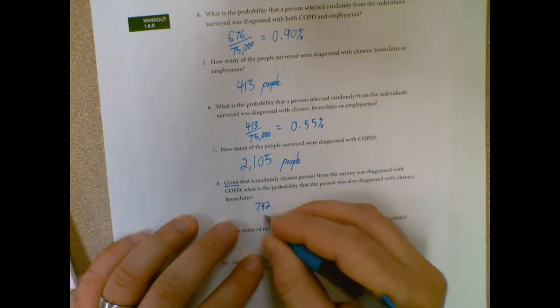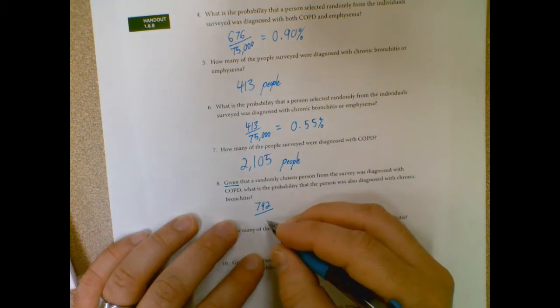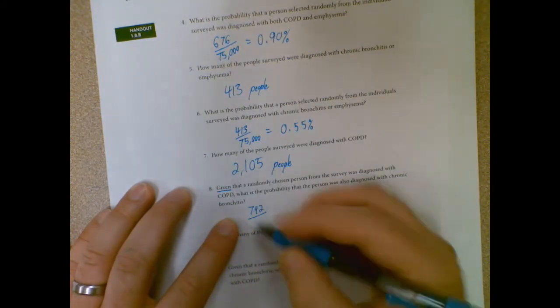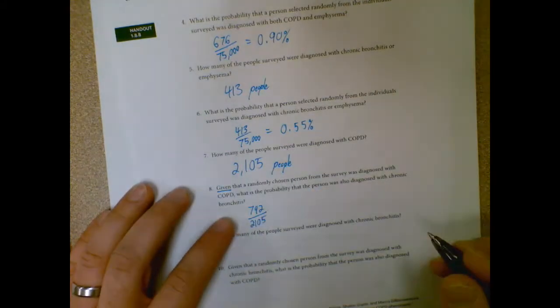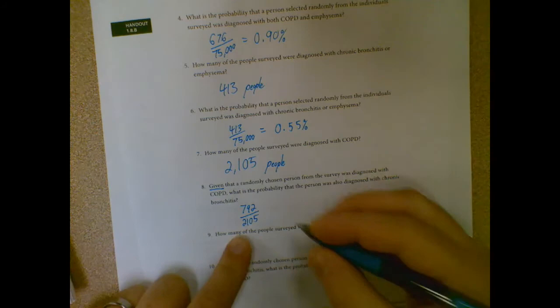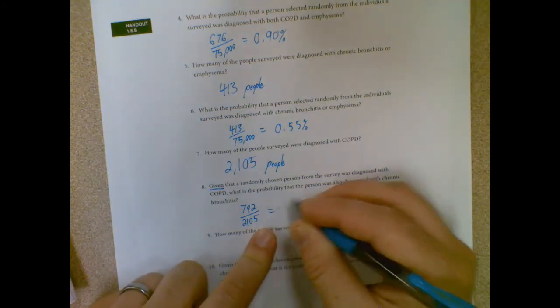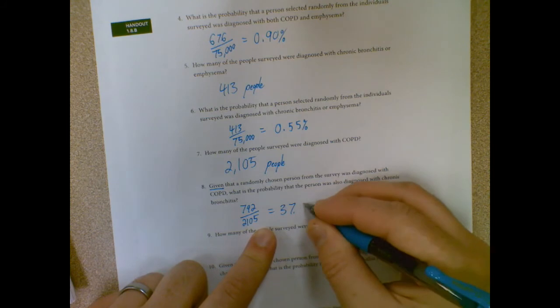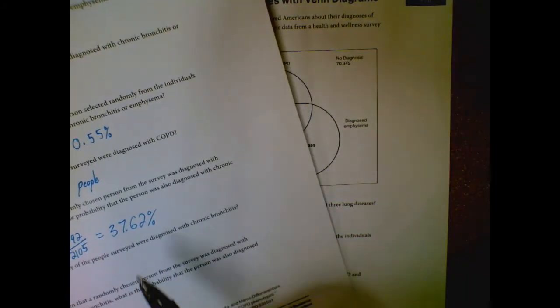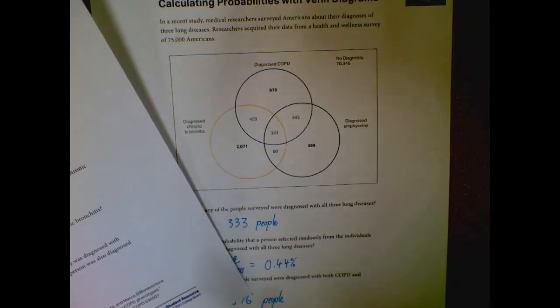And this is the part where a lot of people make a mistake. What am I dividing by? I'm not dividing by 75,000 anymore because my entire world is just that blue circle. So how many people had COPD? 2,105 is my new divisor. So 792 divided by 2105 gives you 37.62%. So if I know someone was diagnosed with COPD, I have about a 37 or almost 38% chance that they also have chronic bronchitis.